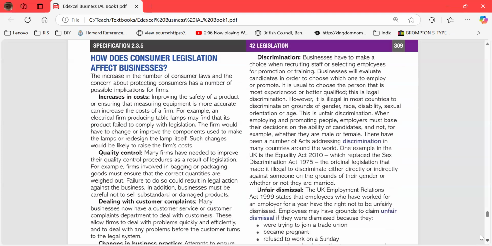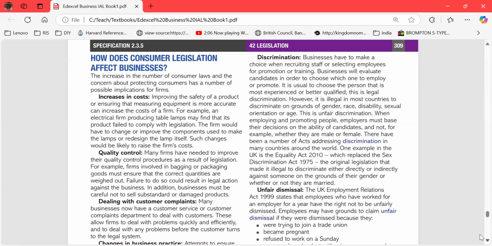Obviously, this is why consumers need this legislation, and we already discussed it. Now we will be discussing what the effects on the business are. This is a popular question in your A-level exam. There you will find how it will affect the business.